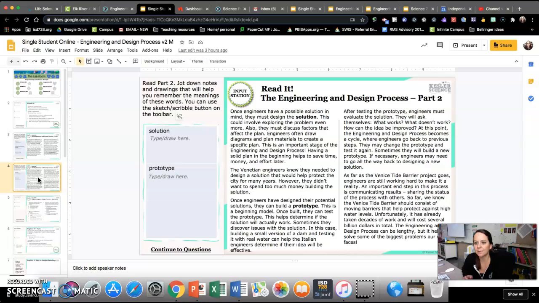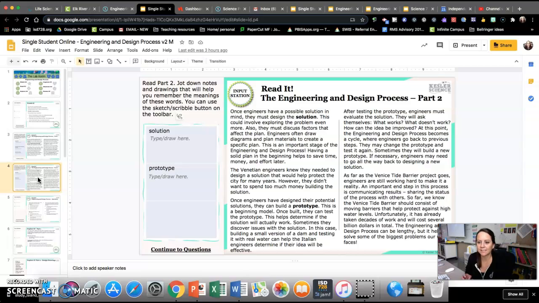After testing the prototype, engineers must evaluate the solution. They will ask themselves what works, what doesn't work, how can this idea be improved? At this point, the engineering and design process becomes a cycle, where engineers go back to previous steps. They may change the prototype and test it again. Sometimes they'll build a new prototype. If necessary, engineers may need to go all the way back to designing a new solution.